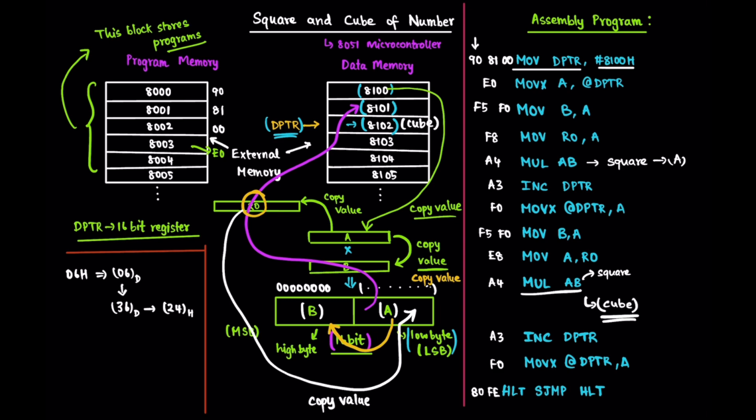Similarly, if you cube the decimal value of 6, you're going to get 216. 36 times 6 is 216 in decimal, and if we convert this into hexadecimal, you're going to get D8. So this is what we are going to get in the practical microcontroller. So let's see how we get that.